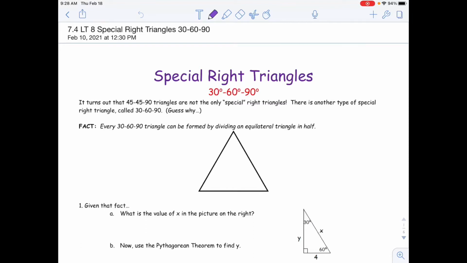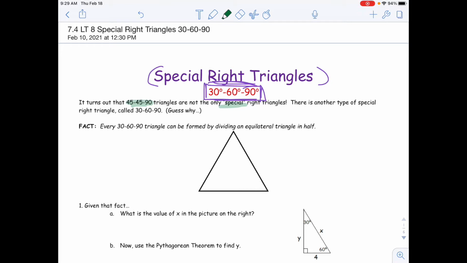All right, students, so we're back with special right triangles again, but this time we're talking about a different one. These were called 30, 60, 90 triangles. And if you're wondering why we call them 30, 60, 90 triangles, well, stay tuned and find out. So it turns out the 45, 45, 90 triangles are not the only special right triangles.